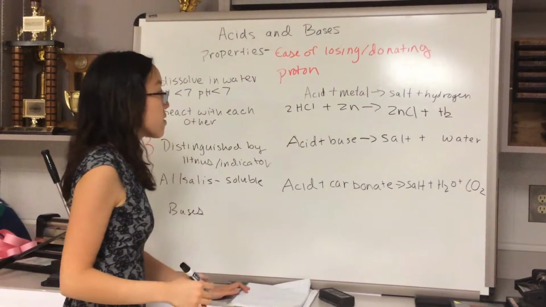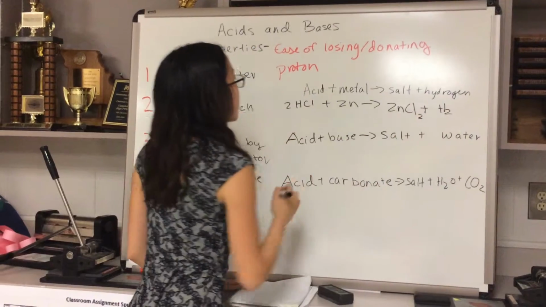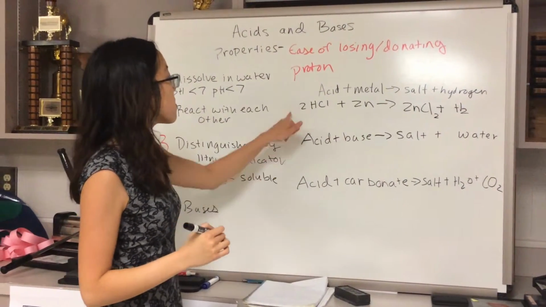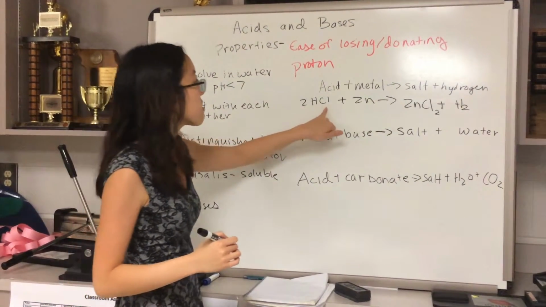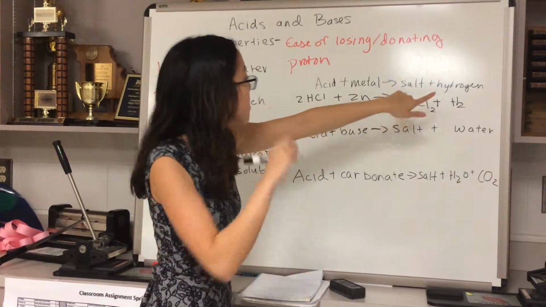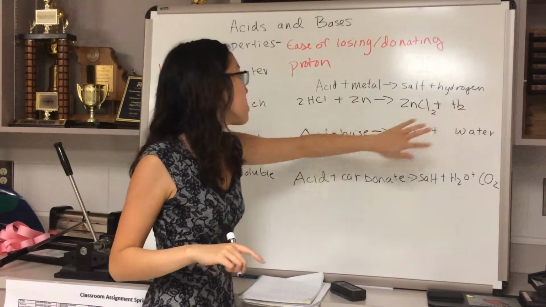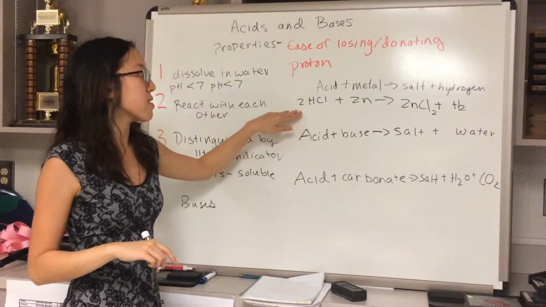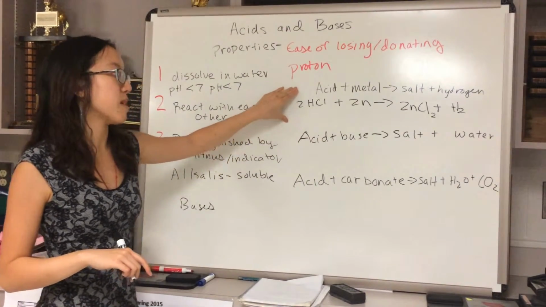That is our first. And we have to make sure everything is balanced. As you can see, there's 2 hydrogens, 2 chlorides, and there's 2 chlorides on this side, and also 2 hydrogens on this side. And so everything is balanced, and this is an example of an acid and a metal reaction.